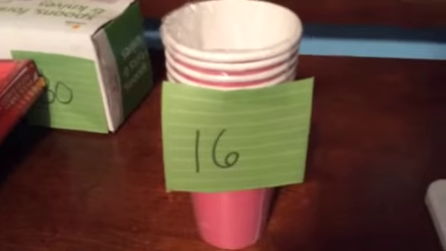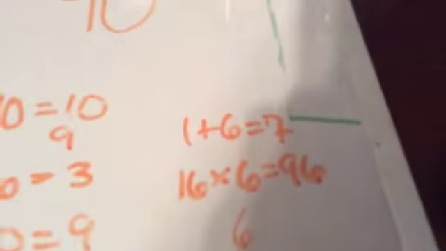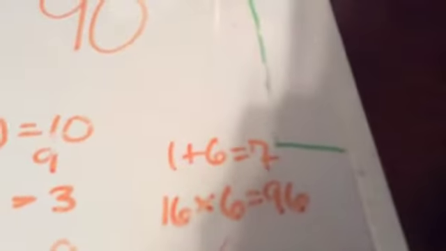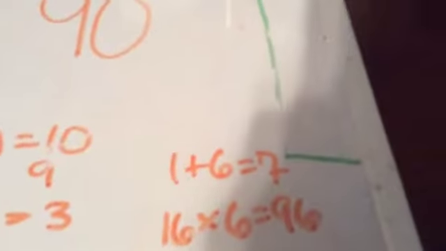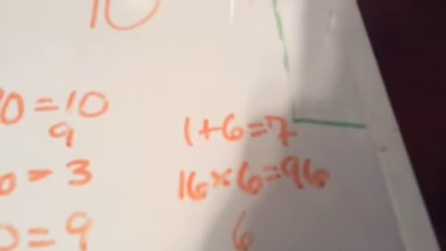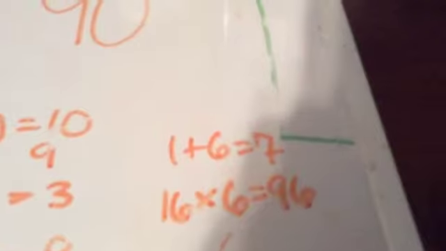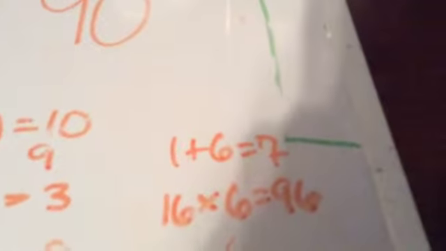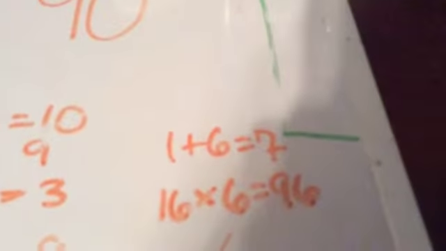Now let's do cups. There are 16 cups in a package. 16 does not go into 3 because 1 plus 6 equals 7, and 7 does not go into 3. 16 does not go into 5 because 16 does not end in a 5 or a 0. 16 does not go into 9 because 1 plus 6 equals 7, and 7 doesn't go into 9. 16 does not go into 10 because 16 does not end in a 0.